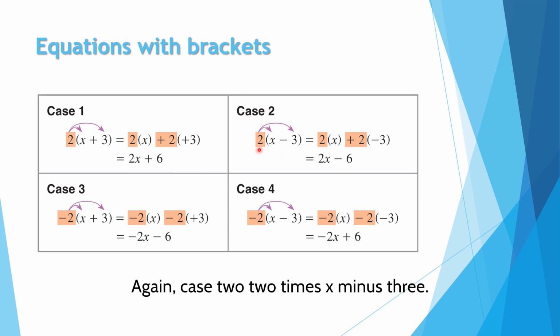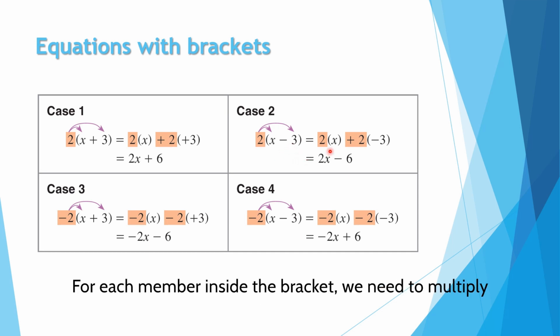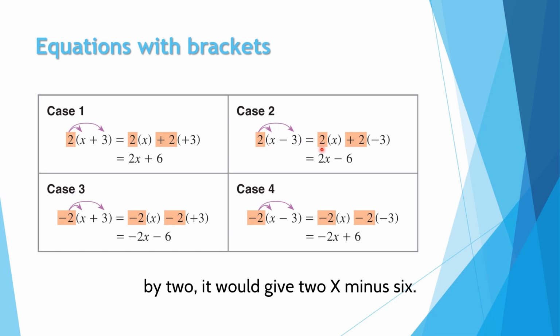Again, case 2, 2 times x minus 3. For each member inside the bracket, we need to multiply by 2. It would give 2x minus 6.